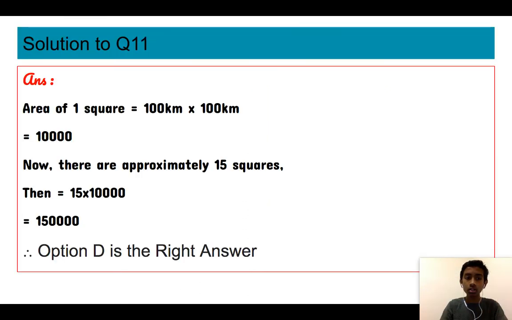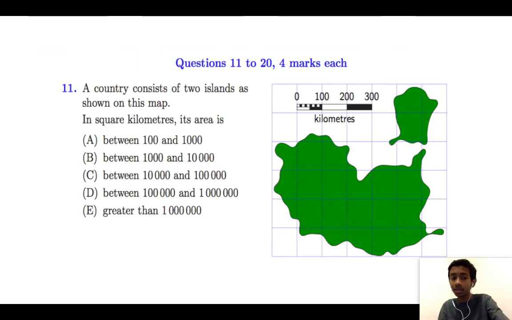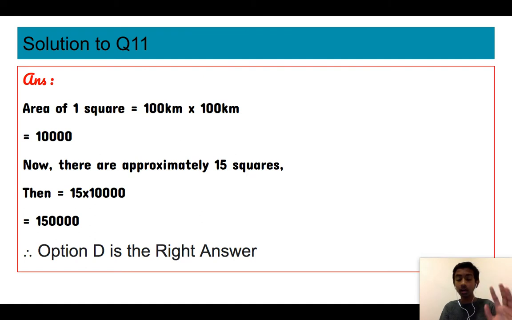So let me show you the solution, guys. Area of one square is 100 into 100. That's 10,000. Then you multiply it by 15 to get 150,000. And if you see option D, between 100,000 and 1 million, I guess that is our right answer.